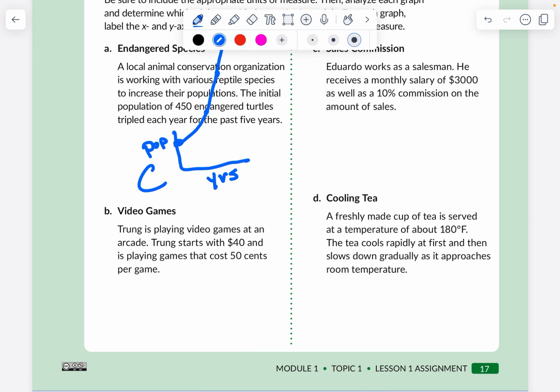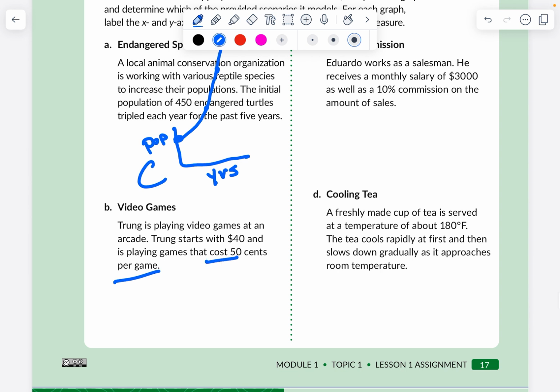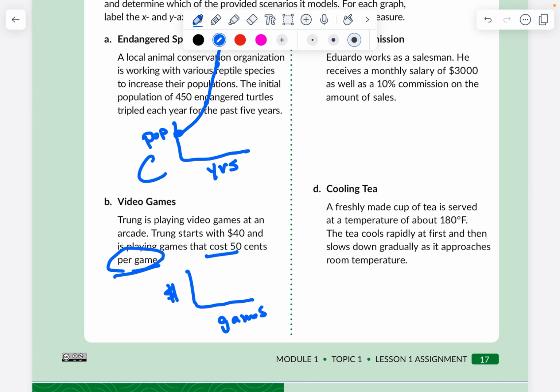Here's B. Trung is playing video games at an arcade. We start with $40, and we're playing games that cost 50 cents per game, okay? What's being counted here? Games and money, right? Okay, which one's in control? Probably how many games we play is going to control how much money we walk away with.